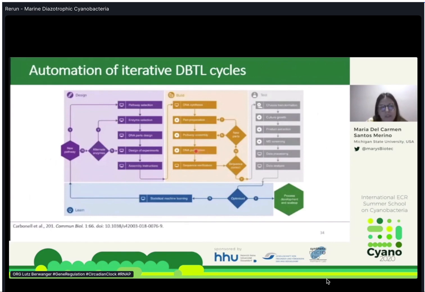Another idea that has recently been developed for E. coli is the automation of iterative design, build, test, learn cycles. It has been used in E. coli to produce flavonoids or dodecanol. In this case, instead of doing all these steps in the laboratory, most of the steps are performed by computers.